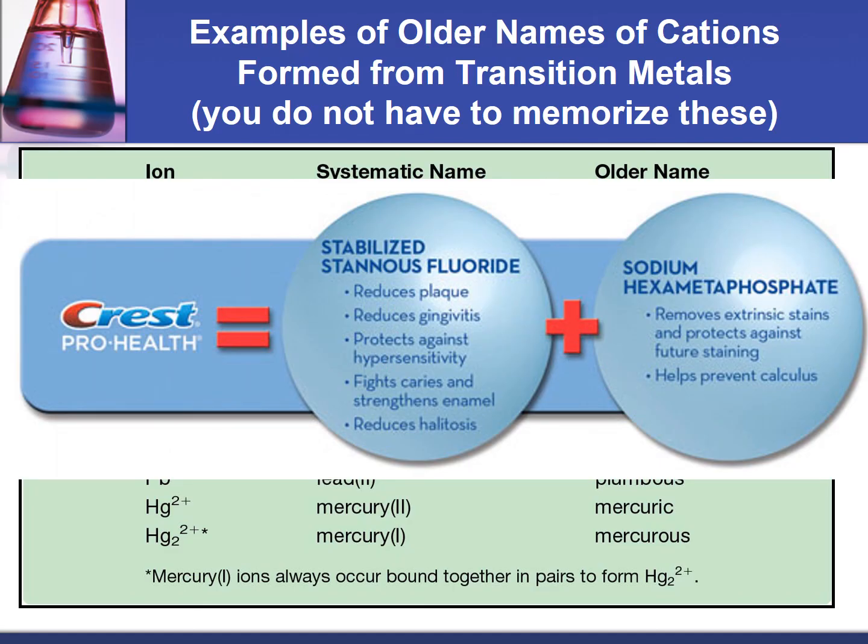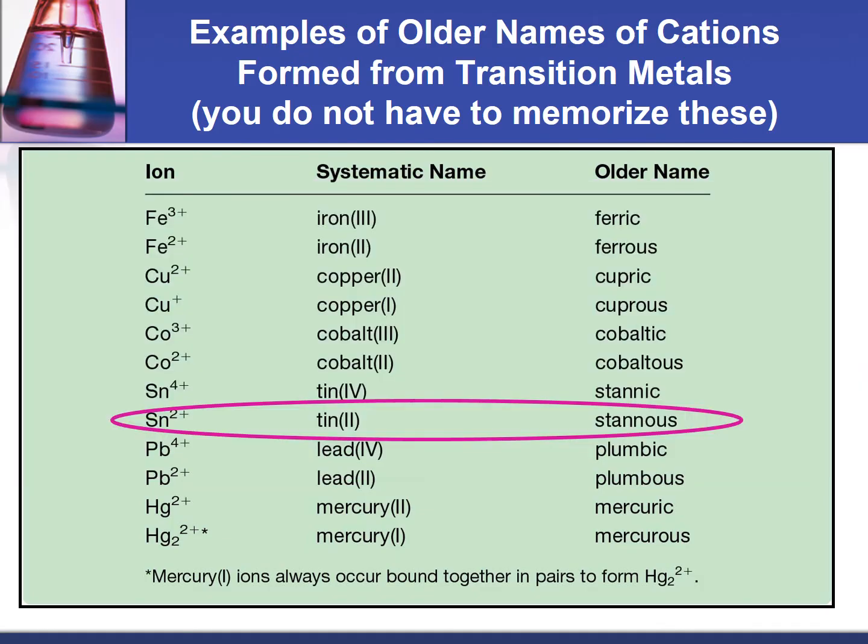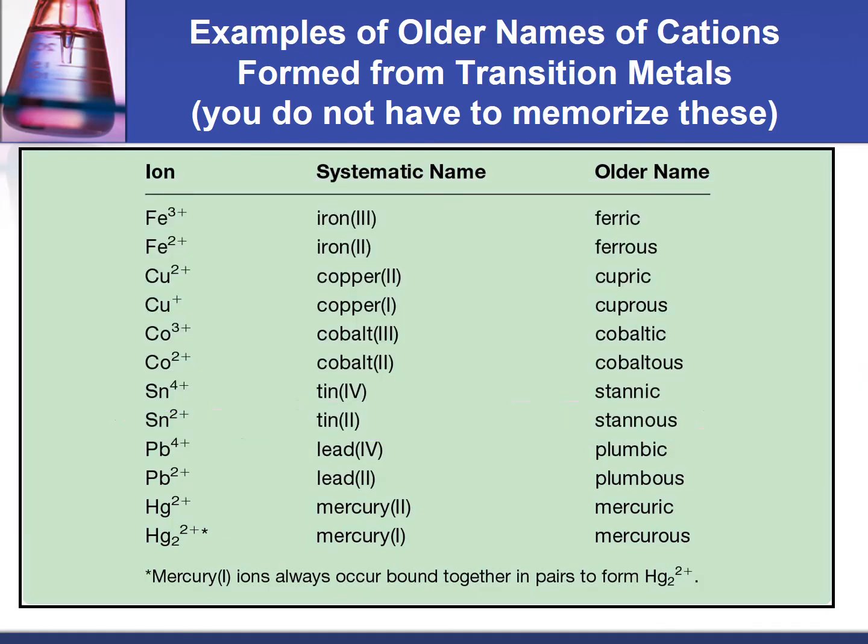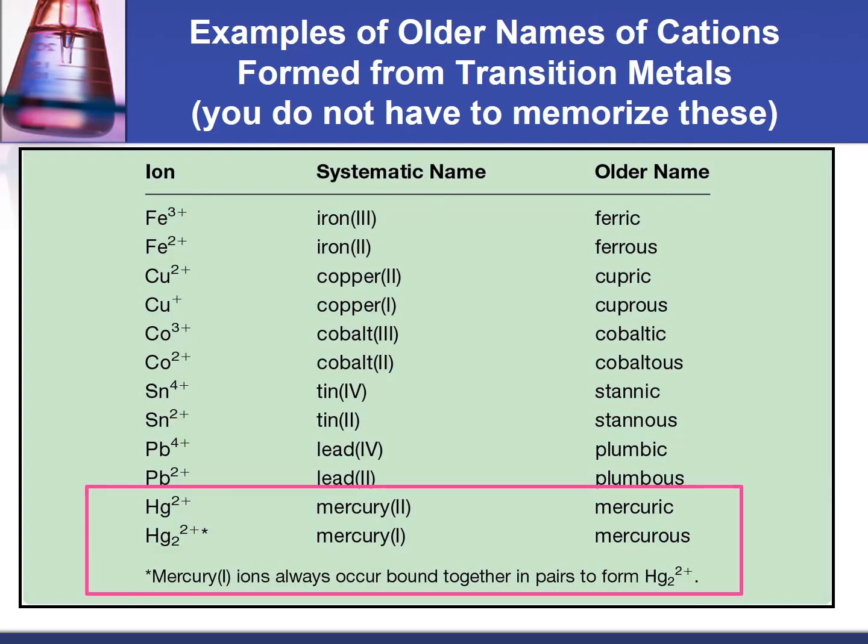Here's an example from a toothpaste product. You can see the chemical name stannous fluoride. The stannous refers to tin, and specifically that would be the tin-2 ion.